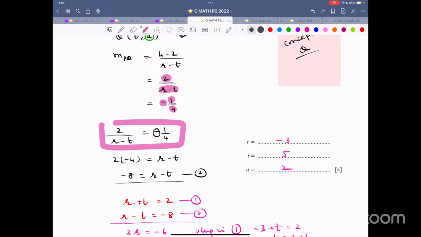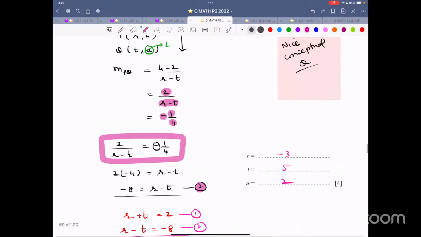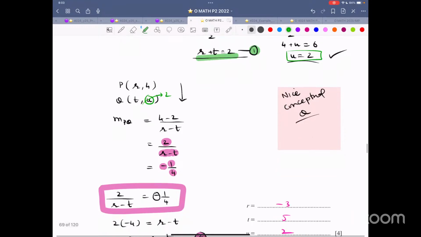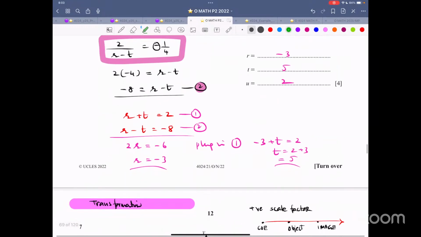When you solve this equation, you get equation number 2. So this is equation number 2. This one is equation number 1. R plus T is 2. Solve it simultaneously. You find the value of R, you find the value of T.